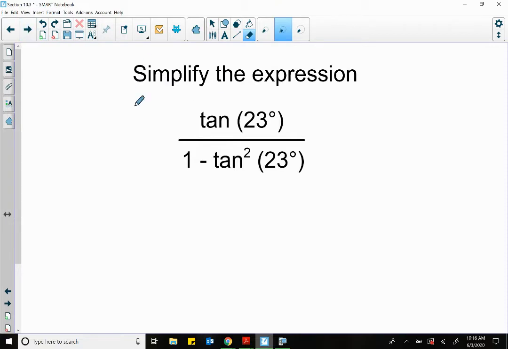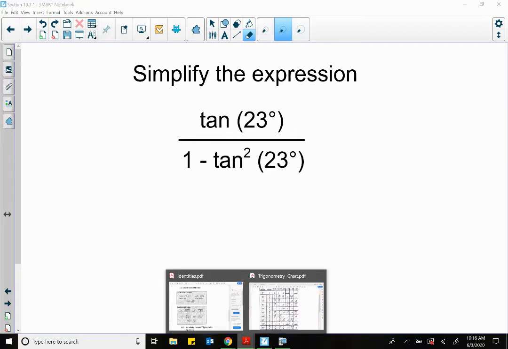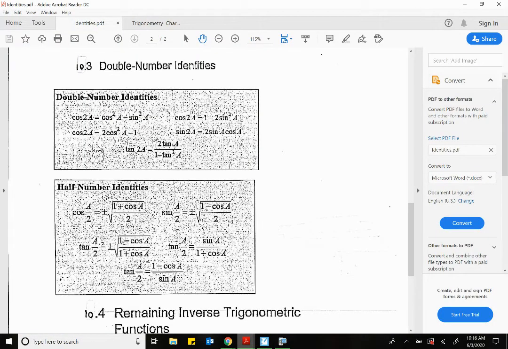Okay, so it says simplify the expression, which means that we either want this to come out to a constant or we want it to come out to a single trig function, or maybe a single trig function with a power. Remember, that's what simplify means. So if you look at this, obviously it's giving you a clue. They want you to look at tangent. So if we come over here, right here is what you have. They're wanting you to look at the double angle of tangent.